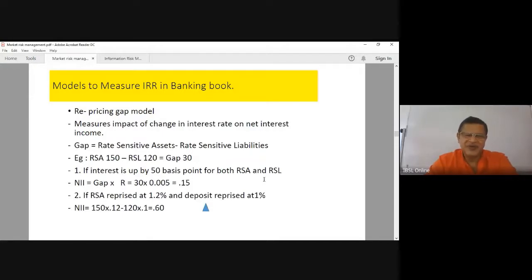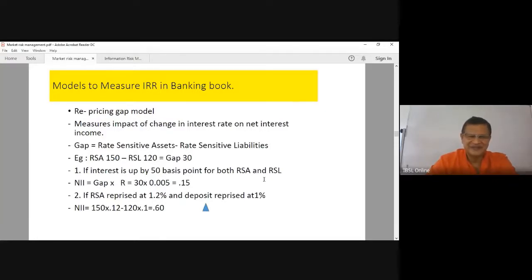Now, when you have a positive gap in this particular bucket and the rates on both sides increase the same, since your assets are more, your interest income is more and your interest expense is lower than your interest income. Then that particular gap into the rate change will give you the profit, and that profit is net interest income. Now, this doesn't happen all the time. In banking, this is not the way it happens.